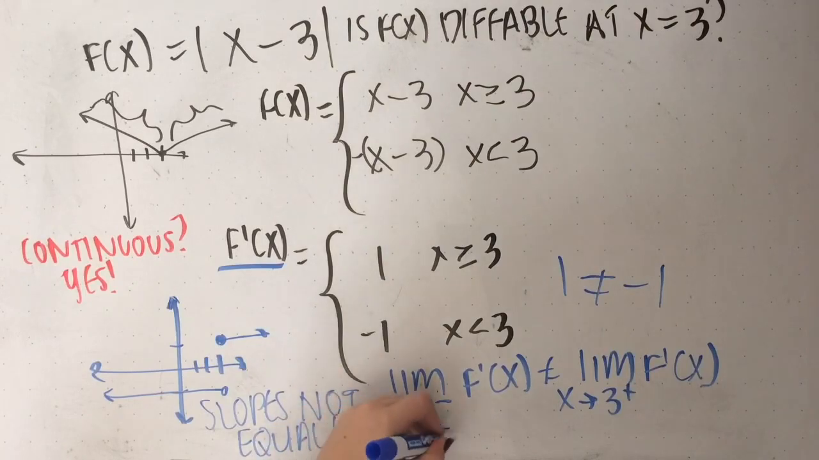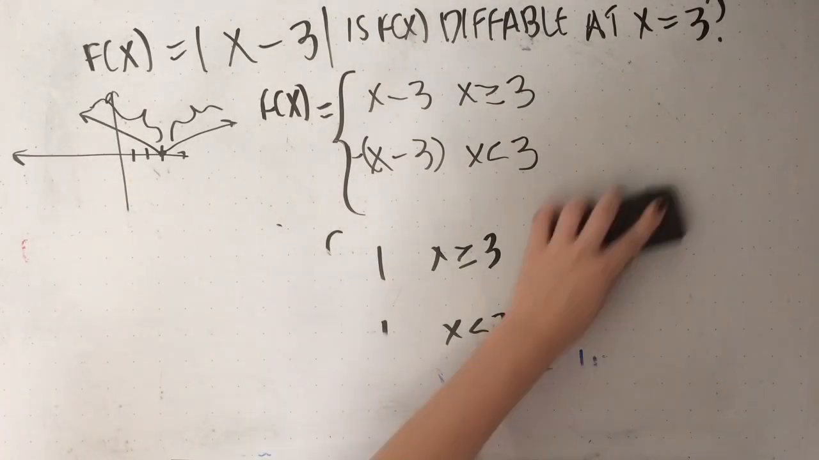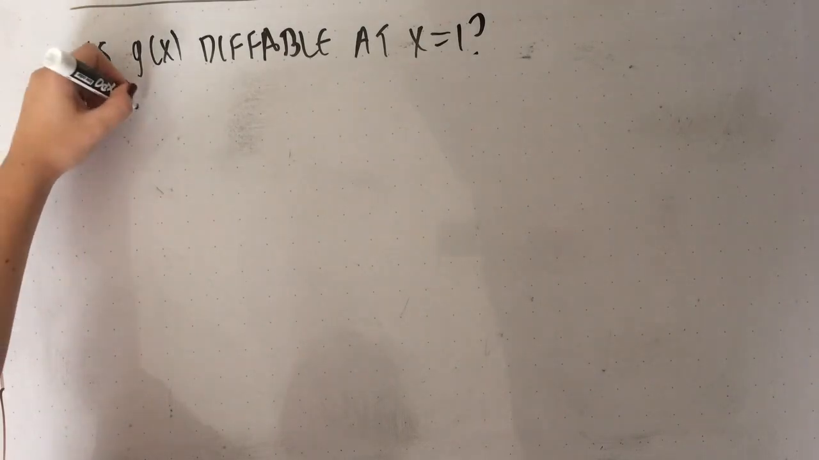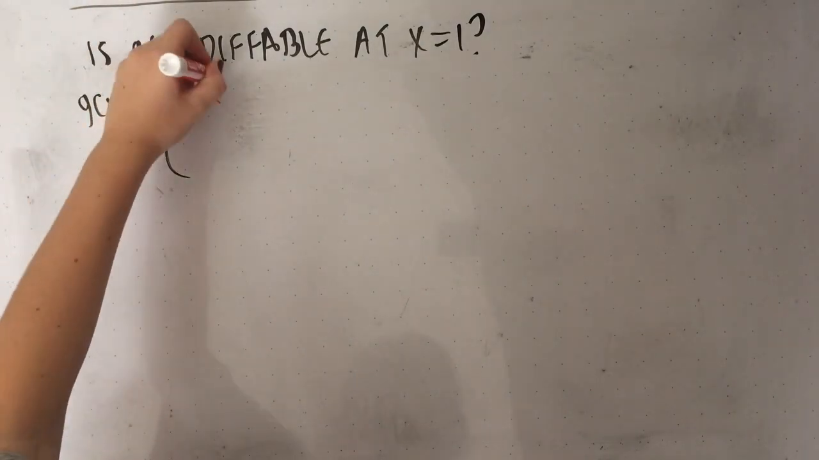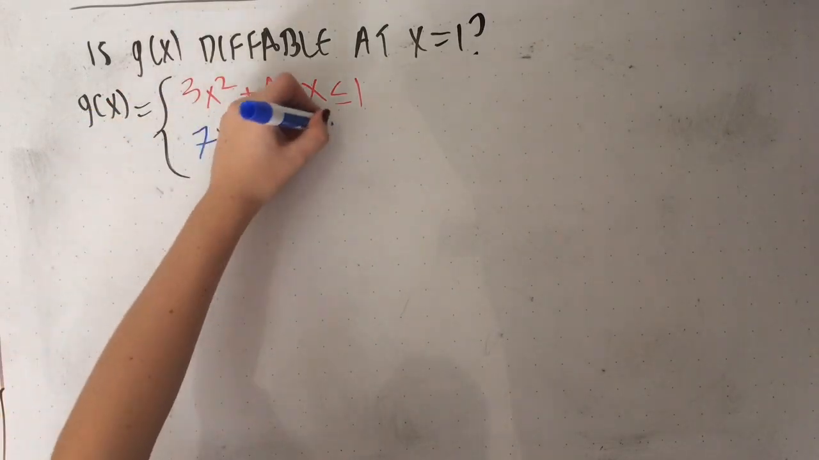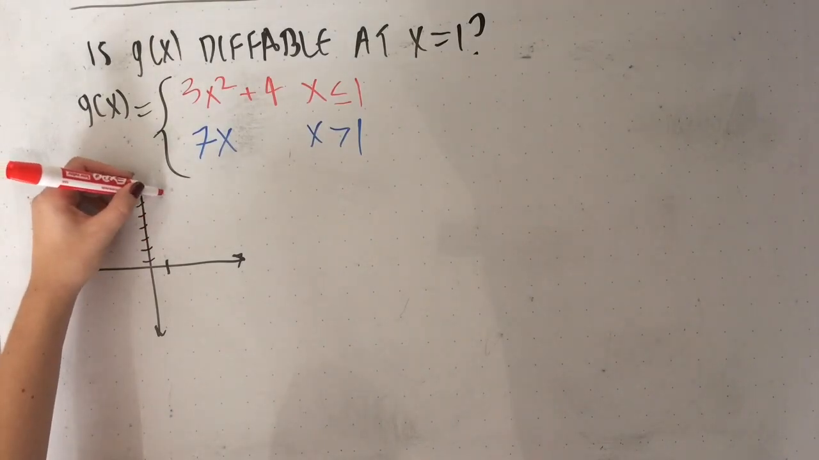Because even though this class has got me confused about most things, I'm still pretty sure that 1 doesn't equal negative 1. So for our last example on how to disprove differentiability, we're going to look at something a little more complicated, which is just a piecewise of a quadratic and a linear function. So if we wanted to graph this like we graphed the last one, it's really not going to be as helpful.